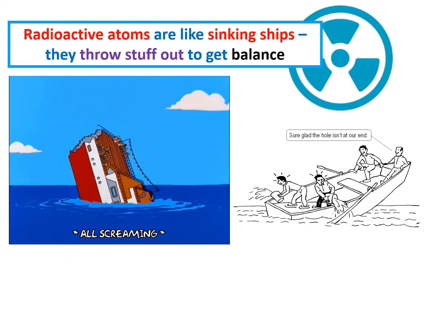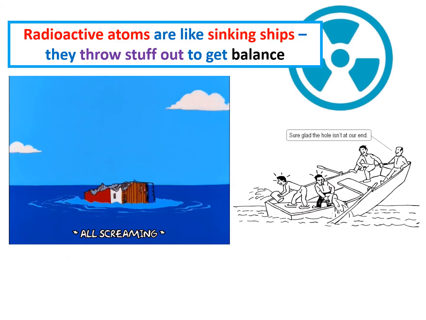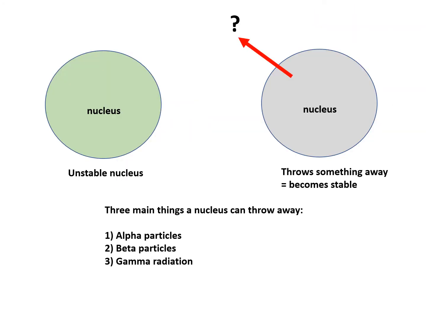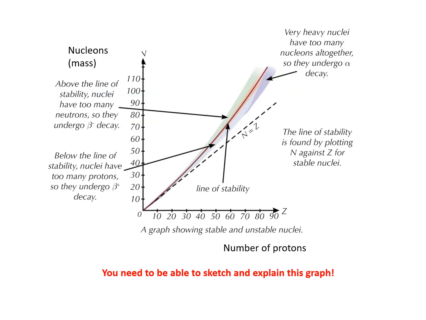Radioactive decay. Radioactive atoms are like sinking ships. They throw stuff out to get balance. Radioactive decay is totally random. There's nothing you can do to speed it up, and there's nothing you can do to slow it down. There are three main things a nucleus can throw away: alpha particles, beta particles, and gamma radiation.